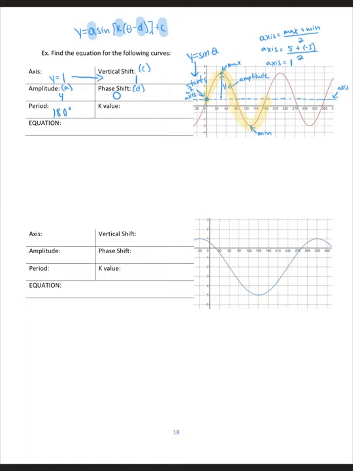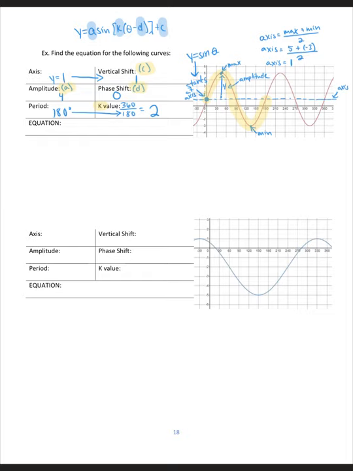So if we need to determine our K value, our K value is going to be 360 divided by our period. I'm just going to draw an arrow here. So 360 divided by our period, which means our K value is 2. Okay, so we've determined all of those variables that we can now plug in. We have our C, our A, our D, and our K. So we will just substitute those into the transform function for sine.